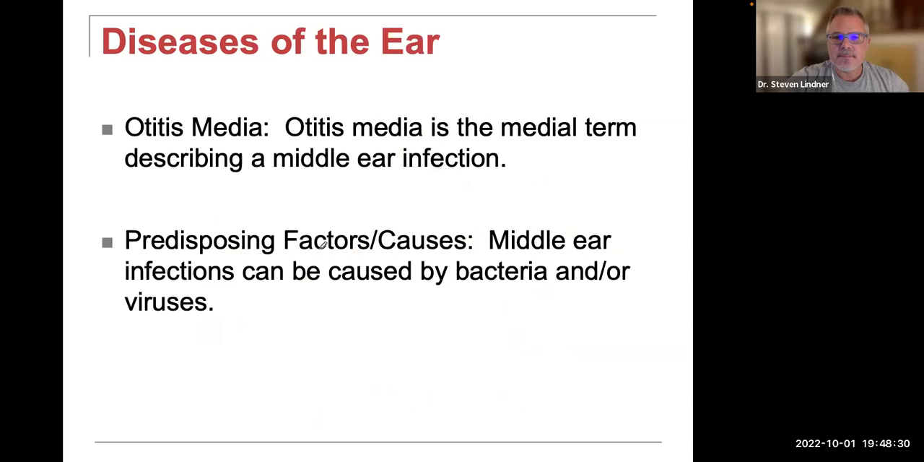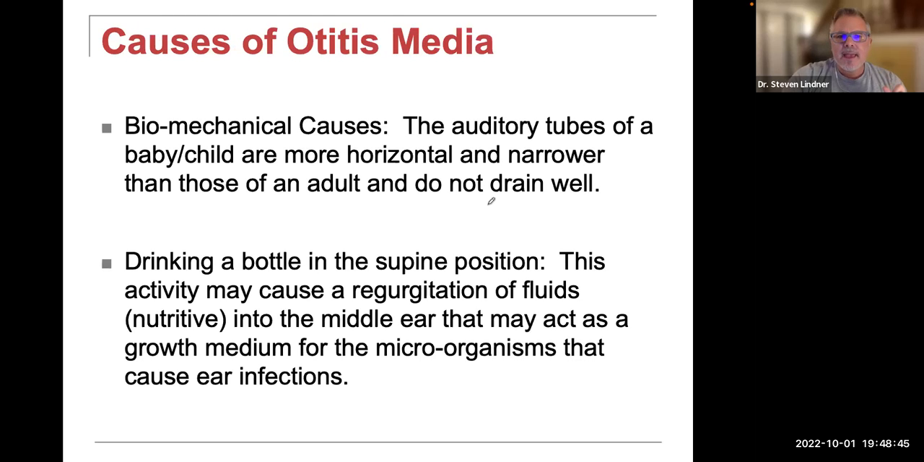Let's take a look. So otitis media is the medical term describing an ear infection or middle ear infection. And it's typically caused by some sort of bacteria or a virus. And there are some biomechanical causes of this. In young children, the tubes inside of their ears are more horizontal, okay? And we want them to be more vertical. But if they're more horizontal, then you can get a stagnation of the fluid inside the ear.